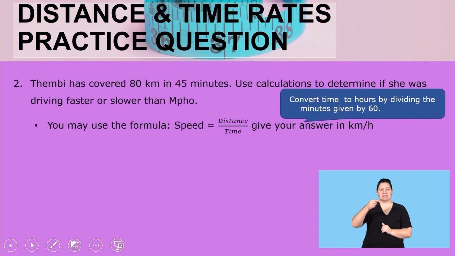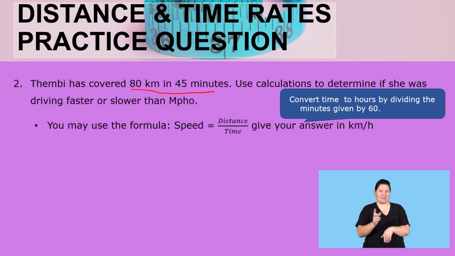The next question, it's a follow-up question actually. Thembi has covered 80 kilometers in 45 minutes. Use calculations to determine if she was driving faster or slower than Mpho. For us to do this comparison, we must first calculate the speed that Thembi was driving. So now to calculate the speed that Thembi was driving, because our answer should be in kilometers per hour, once more, we need to convert 45 minutes to hours.